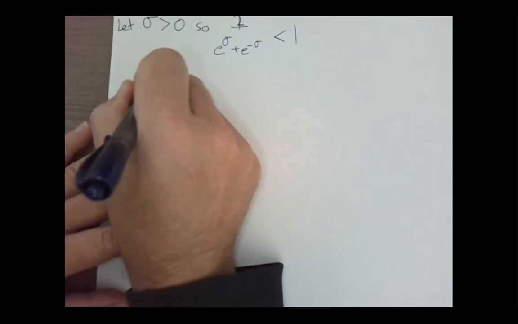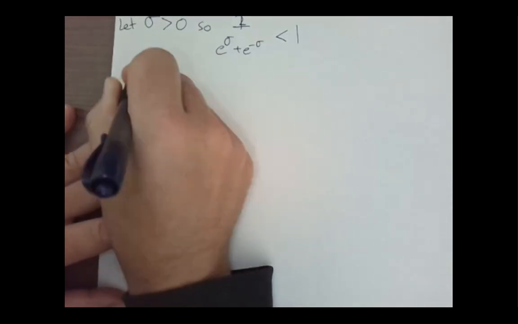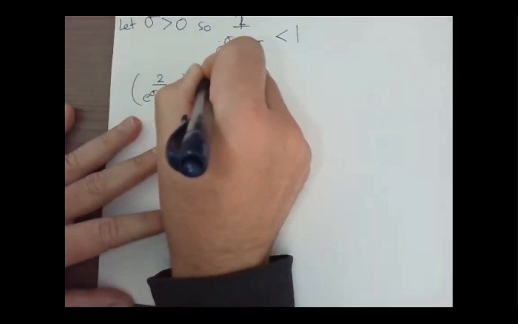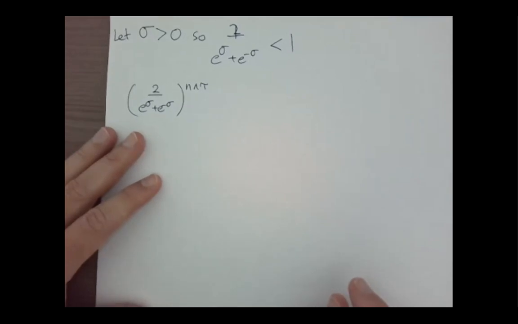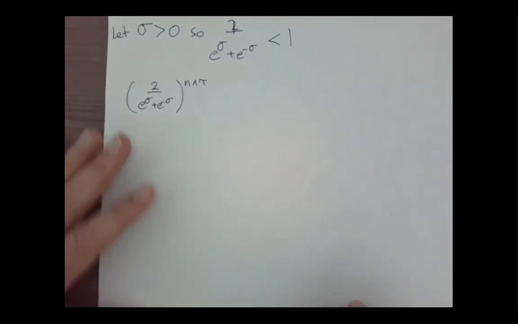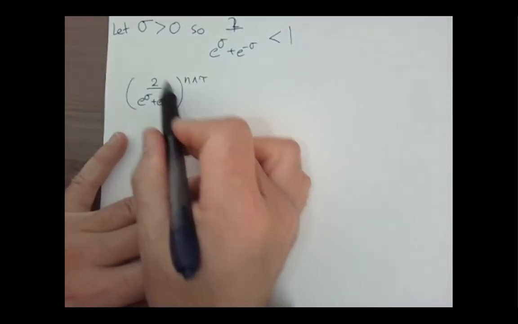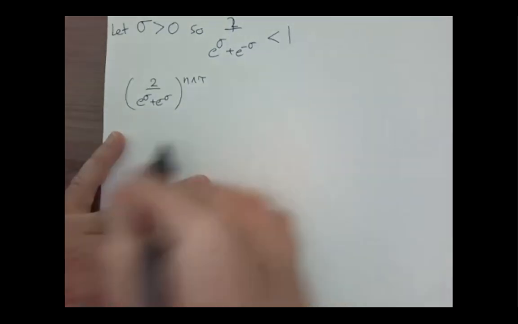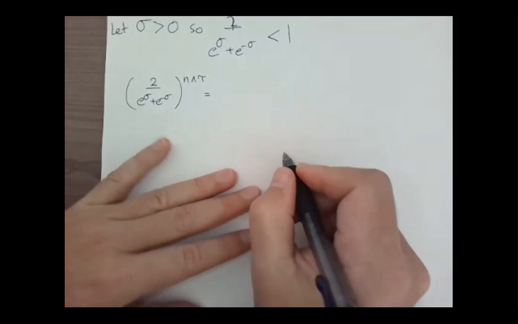So what I'm interested in is to stop it. So I'll look at 2 divided by e sigma plus e to the minus sigma, everything raised to the power n min tau. So what does that converge to? I want to compute the limit of this object here as n goes to infinity. Well, it depends on what tau is. So let's break it up into 2 cases.